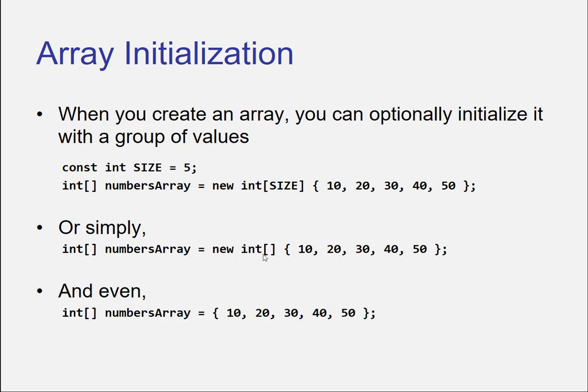Now we can simplify it even further by taking out the new int right here. That's taking out this part right here because we're already initializing the values. So we can simplify creating an instance of this array object, and initializing all the elements, by simplifying it down to this method right here. Now, I normally use this first one at the top because it's a little more descriptive, but you can actually use any of these 3 methods. They all do the exact same thing.